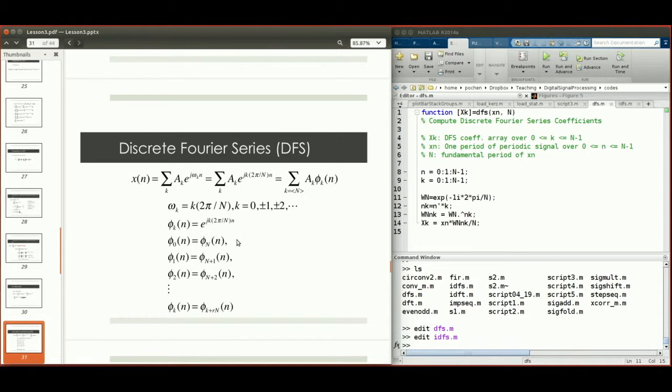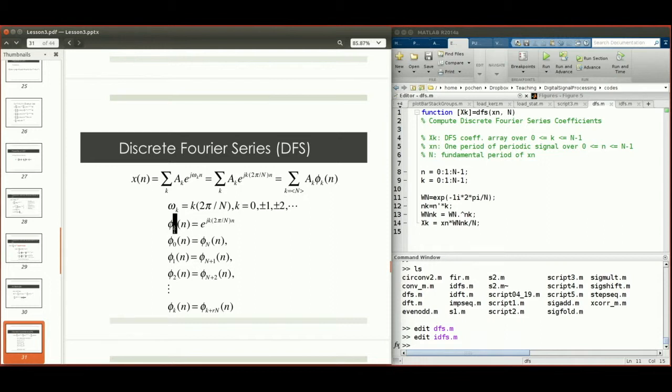There are several things that we have to notice about this phi k n, this special function. It's absolutely a complex exponential. But if we look at how phi k actually changes with the index k, the subscript k, we can find some very interesting properties.